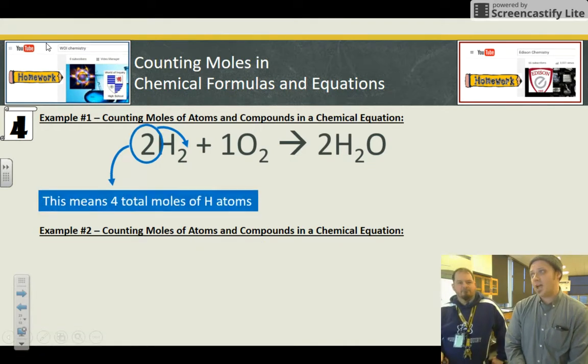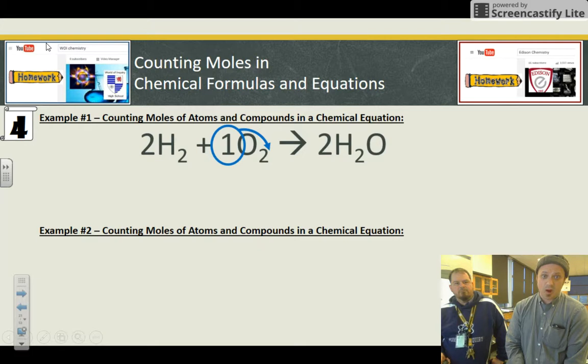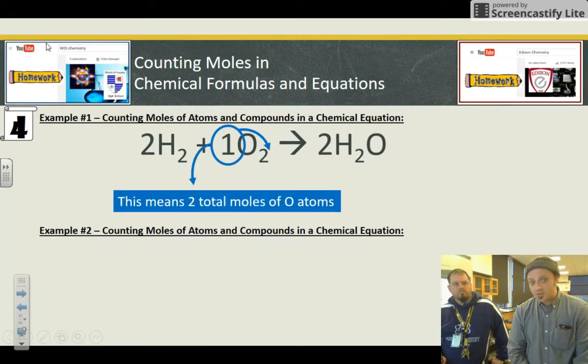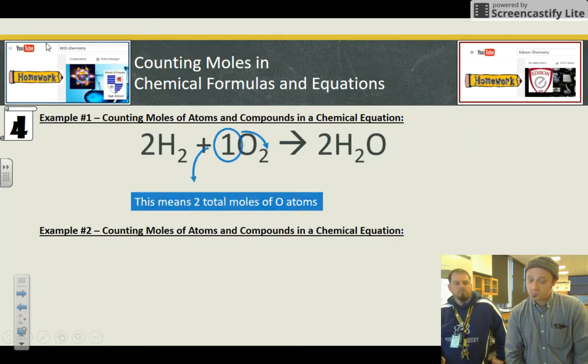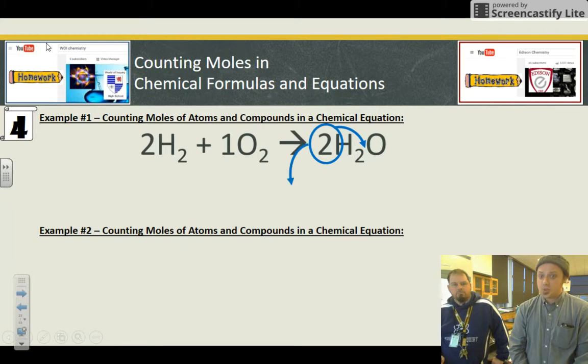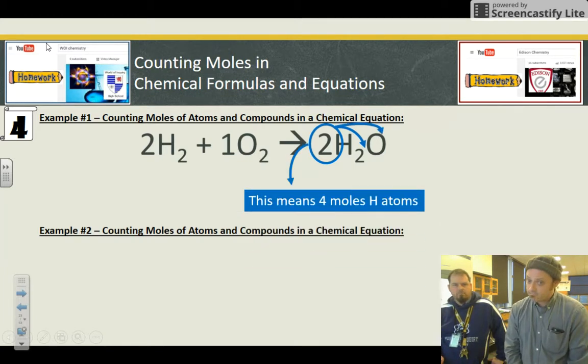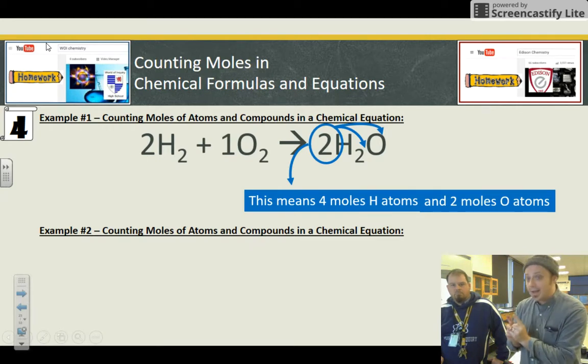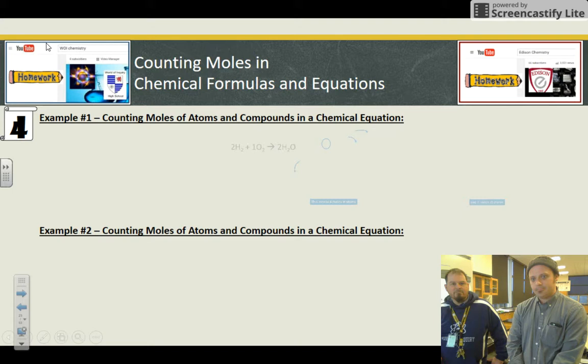4 total moles of H atoms because 2 times 2 is 4. Distributive property. 2 total moles of oxygen because 2 times 1 is 2. And 2 times 2, 4 moles of hydrogen. And then 2 times 1. That 1 is not written, but it's implied. 2 moles of oxygen. I got it right. You did do it right. Okay, good.